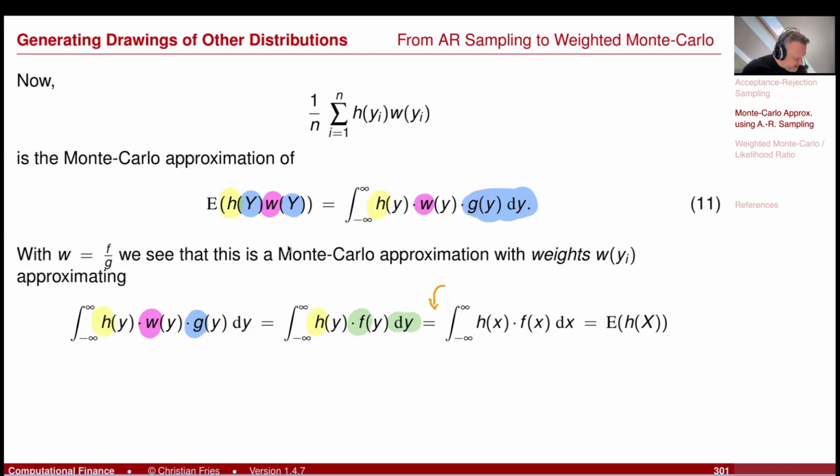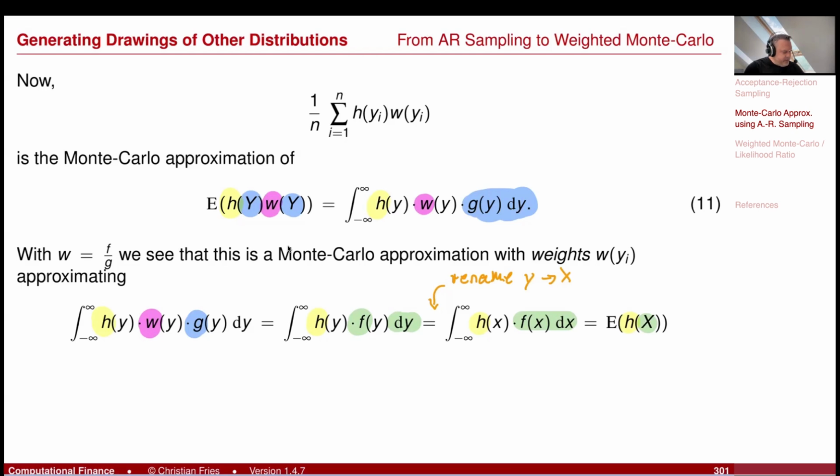This is not a special step, this is just rename y to x, because the integral doesn't care if I write a y or an x. So you see what you are effectively doing is you integrate h with respect to the density f dx, that is, you calculate the expectation of h applied to x. Yeah, we have a nice alternative Monte Carlo approximation.